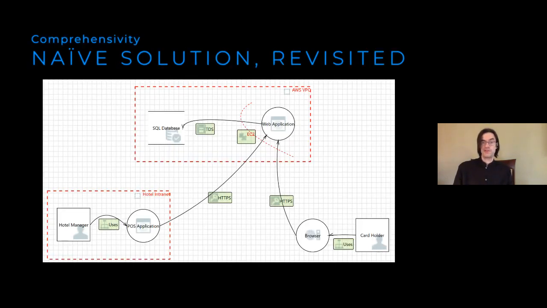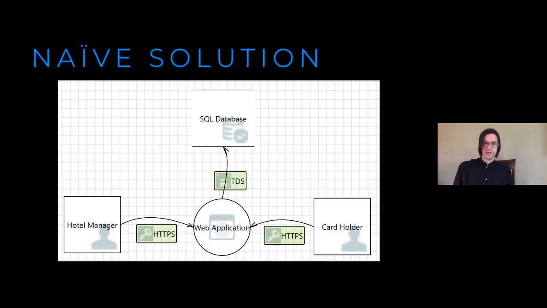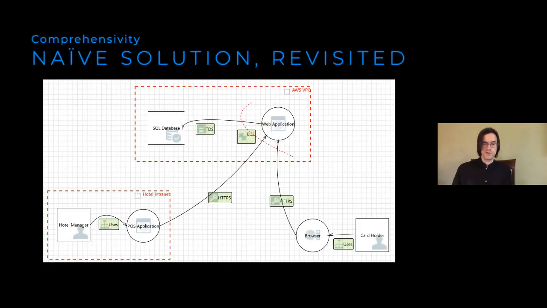Let's apply the first of the seven principles, which is comprehensivity. Even looking back at our initial design, the truth is this is a bit oversimplified. Even at the purely technical level, we've omitted quite a bit from the original diagram. So we say, well, actually, we're going to host this on AWS, the hotel has an intranet, and so on and so forth.